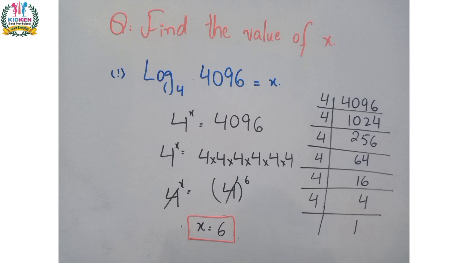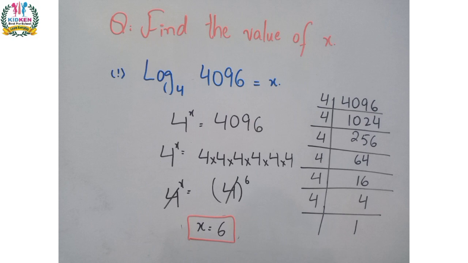Then you can take LCM of 4096. By using the table of 4 we can take LCM and LCM is 4 power 6. So we have the equation 4 power x is equal to 4 power 6. Then after cancelling 4 with 4, our equation is x is equal to 6, and this is the final value of this question.